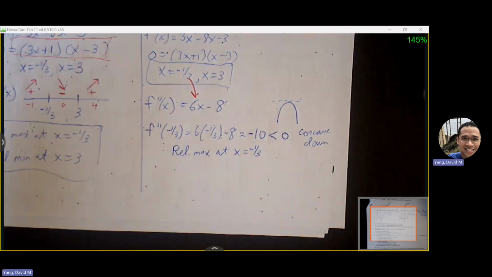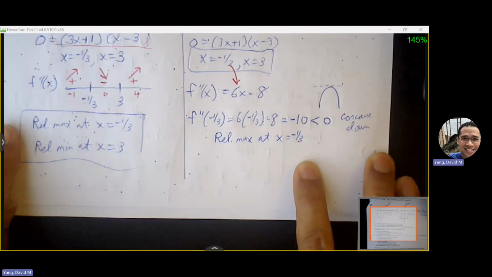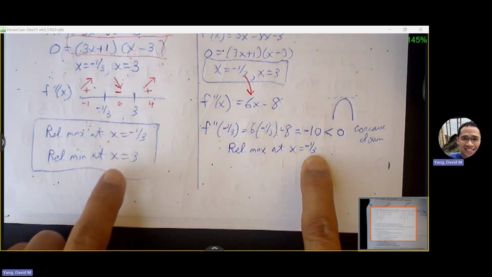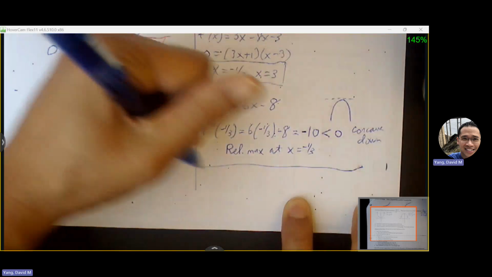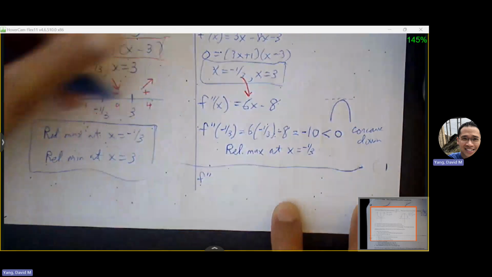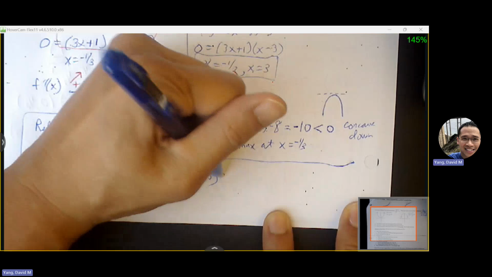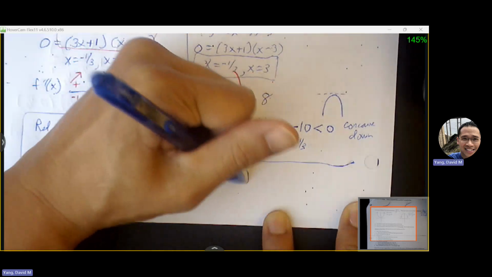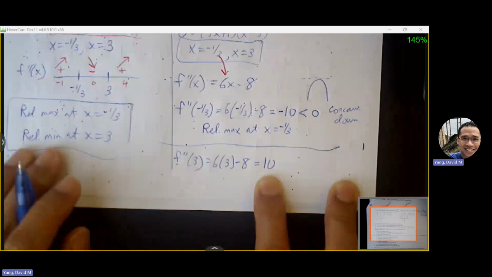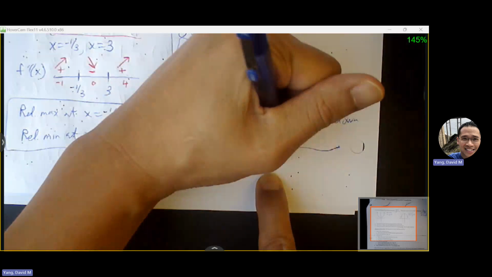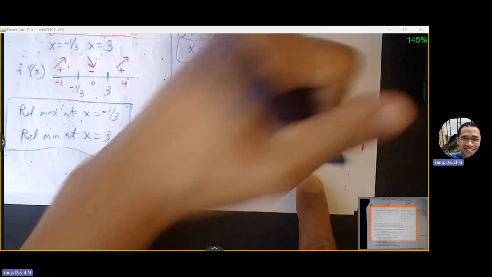Okay, f double prime of 3, right? And this is consistent with what we found before, right? Relative max at -1/3. F double prime at 3. We're plugging 3 into f double prime. 6 times 3 minus 8, what does that give us? 10. The number is not that important. It's the fact that it's what? It's positive. Therefore, this is part of concave what?